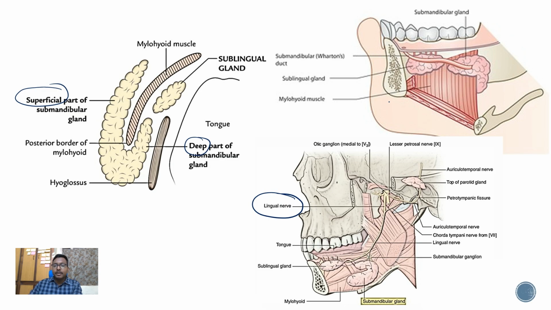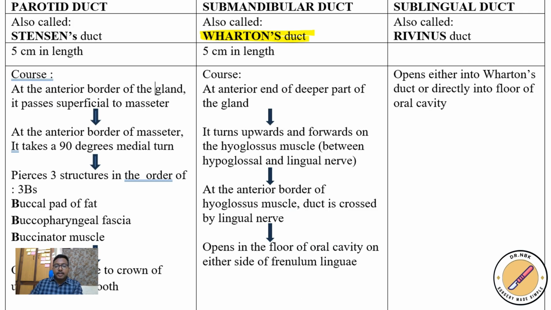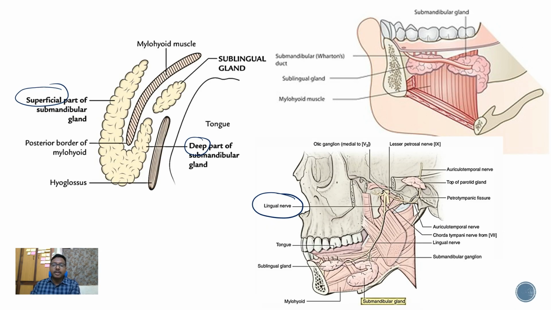So after traveling between these two structures on the hyoglossus muscle, at the anterior border of the hyoglossus muscle, it is crossed by the lingual nerve like this. Then it will open into the floor of the oral cavity on either side of the frenulum linguae. So this is the submandibular duct we are having.